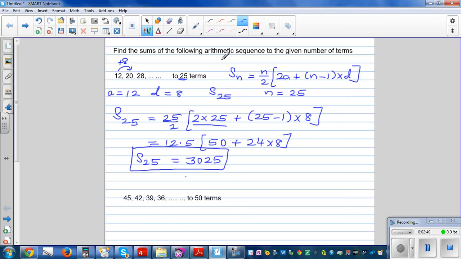Okay, so let's do one more. Here, again the same process. First identify what is a. a is 45. d is, this is going down, so this is take away 3. 45 take away 3 is 42, and 42 take away 3 is 39, and so on. So d is minus 3, and you want to find up to the 50th term. So the question is, what is S50? So n is 50.